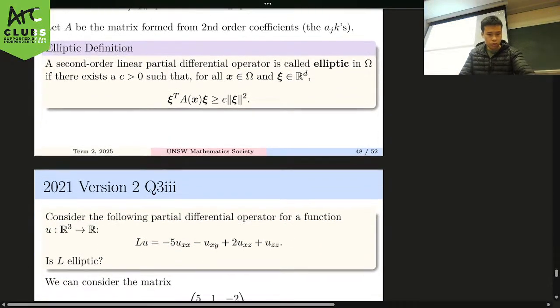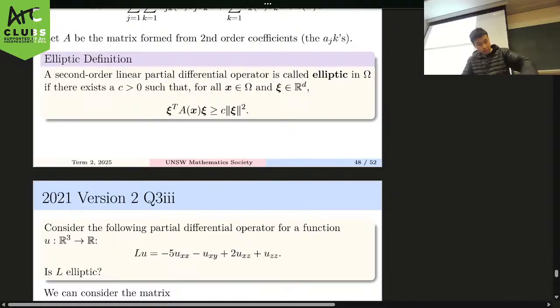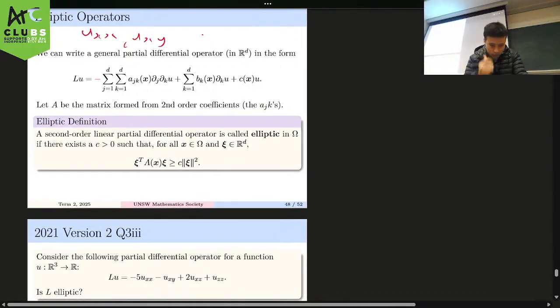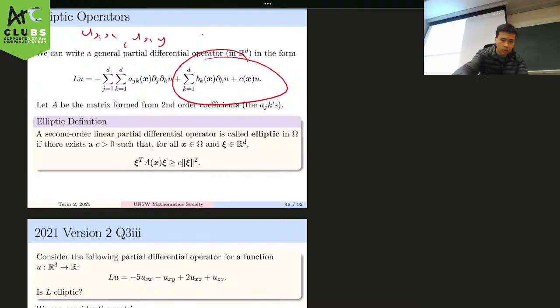So again, we'll do an example here. Is this PDE elliptic? So we need to recognize the formula it's in. All of these are second order derivatives essentially.